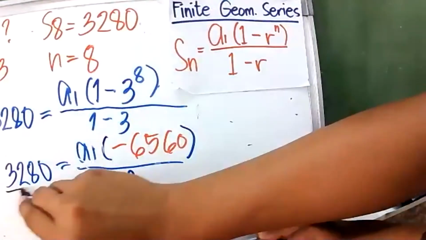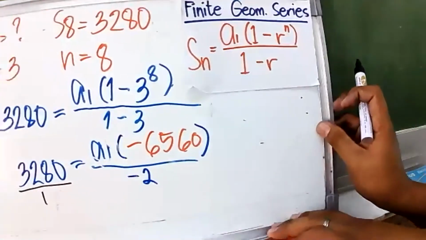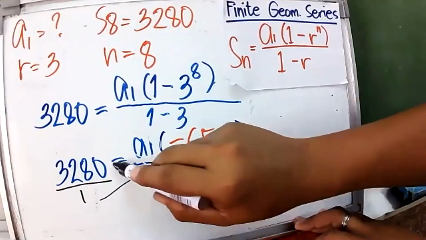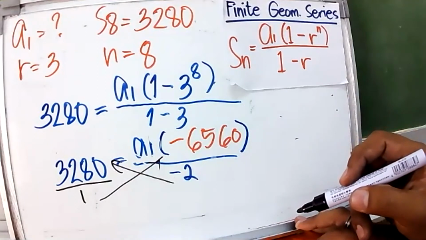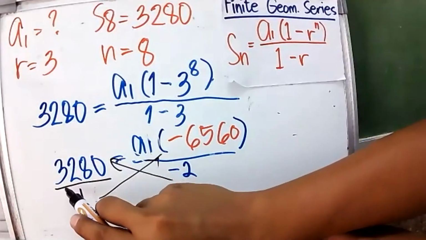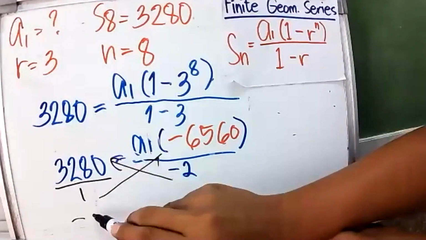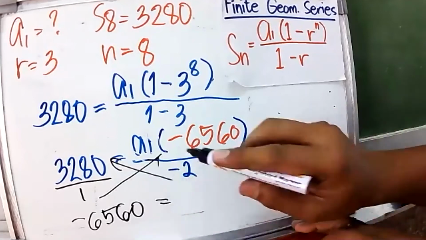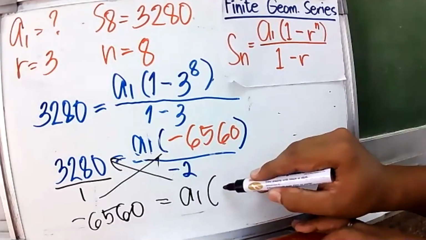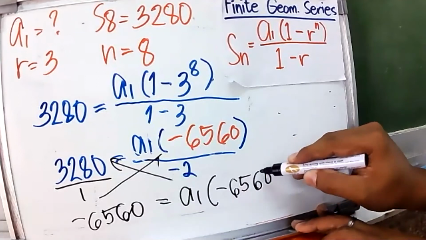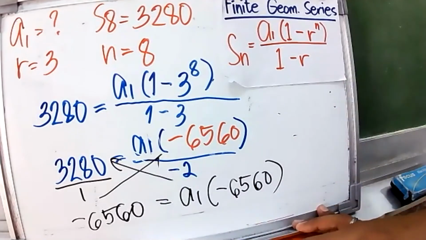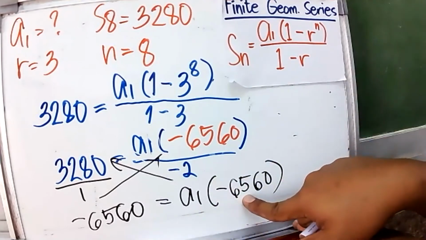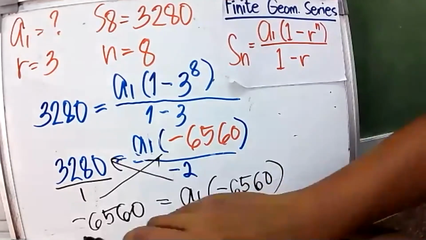Okay? So this is over 1. Pwede na tayo mag-cross-multiply dito. Cross-multiply. So therefore, this will become negative 2 times 3,280. That becomes negative 6,560 is equal to a sub 1 times negative 6,560. Tama? After that, since a sub 1 has a coefficient which is negative 6,560, divide both sides by the coefficient of a sub 1.